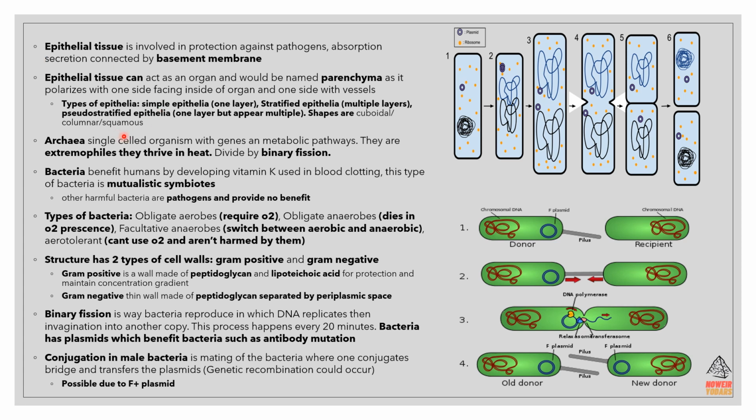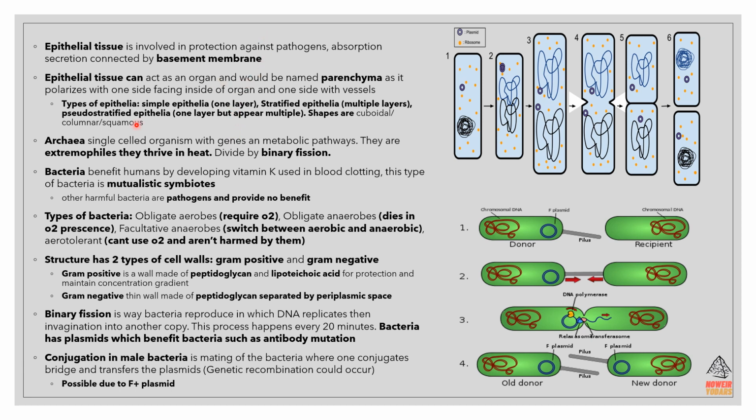There are three types of epithelia: simple epithelia, which is one layer, and then stratified epithelia, which is multiple layers, and then pseudostratified epithelia. That's just one layer and appears multiple. Its shapes are cuboidal or columnar or squamous.